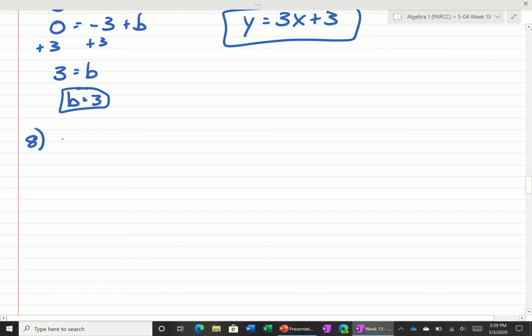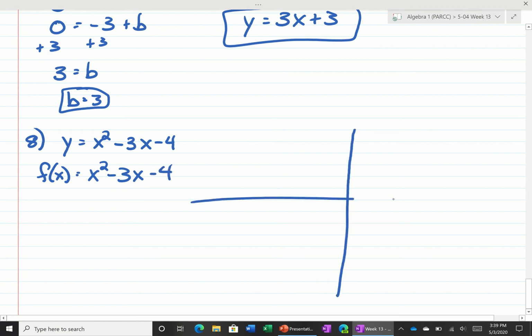For number 8, it's giving us a graph of y is equal to x squared minus 3x minus 4. Remember, y and f of x are the same thing. f of x just means that it's a function of x, which means it passes the vertical line test. That means it's a function. So for this graph in particular, it looks like this. It goes through -2, it goes through 2. Those are called zeros or x-intercepts. And it goes down to a y-intercept of -4.